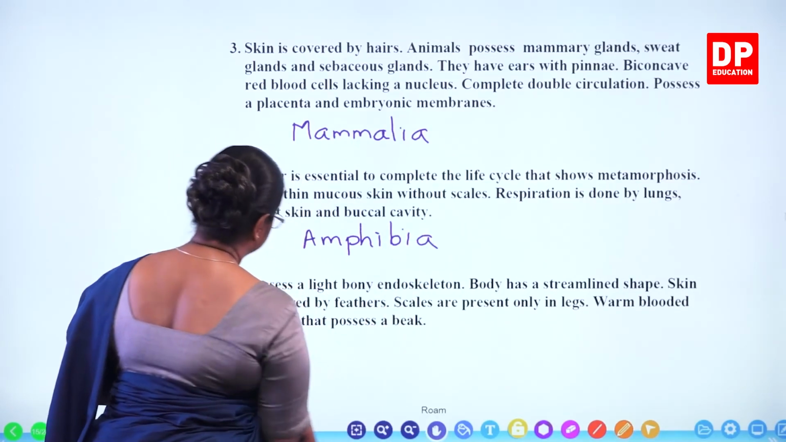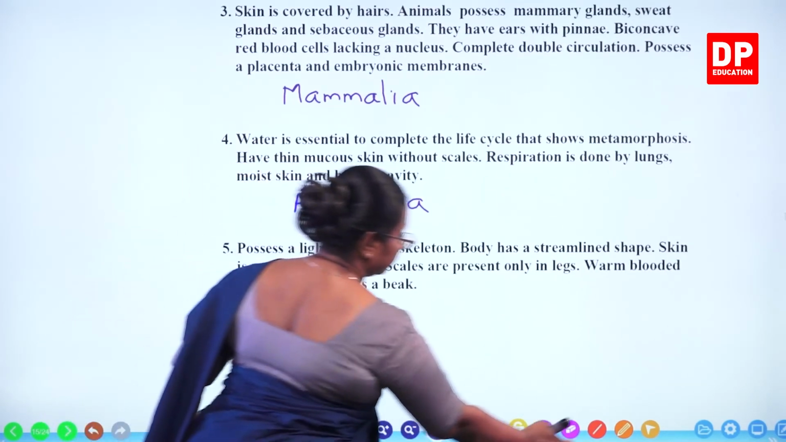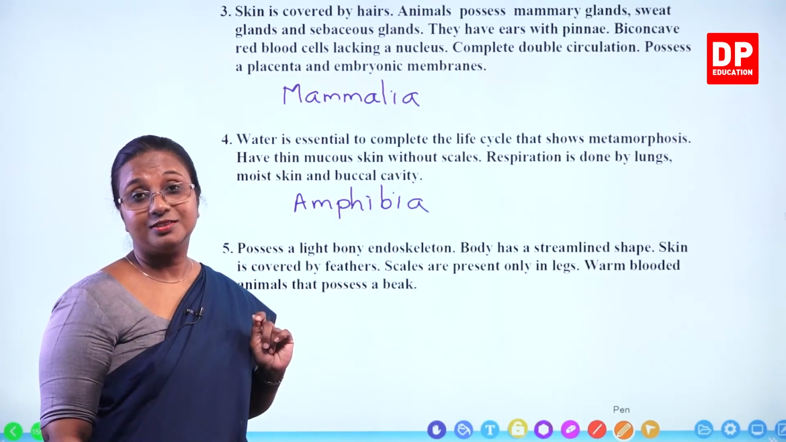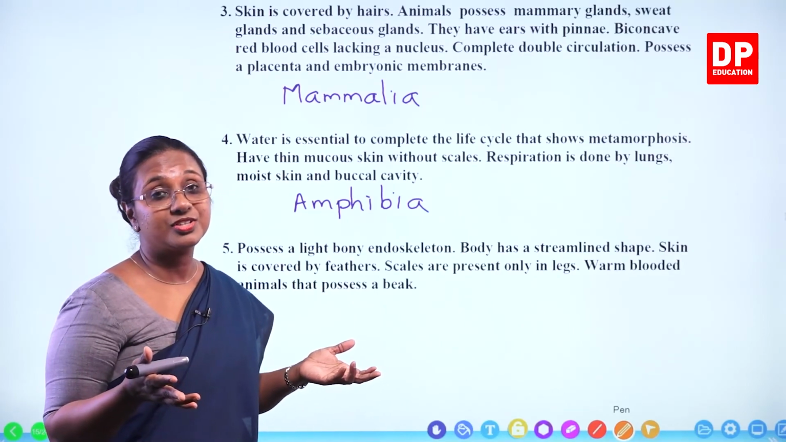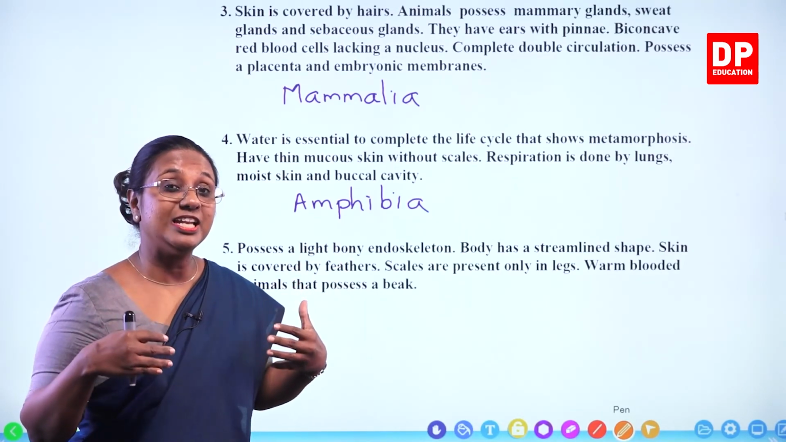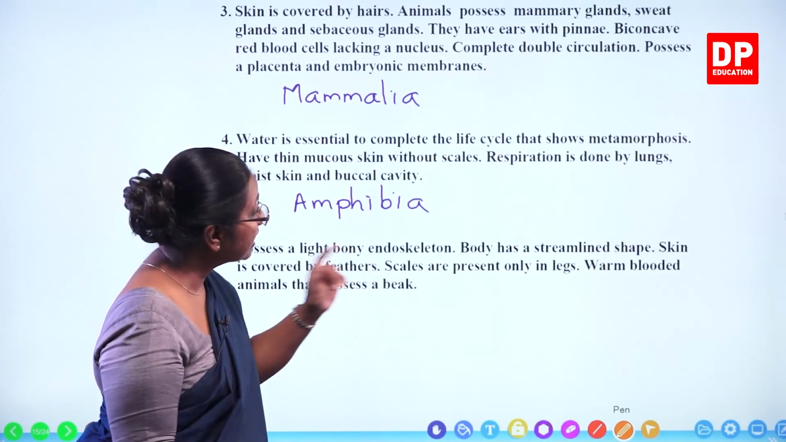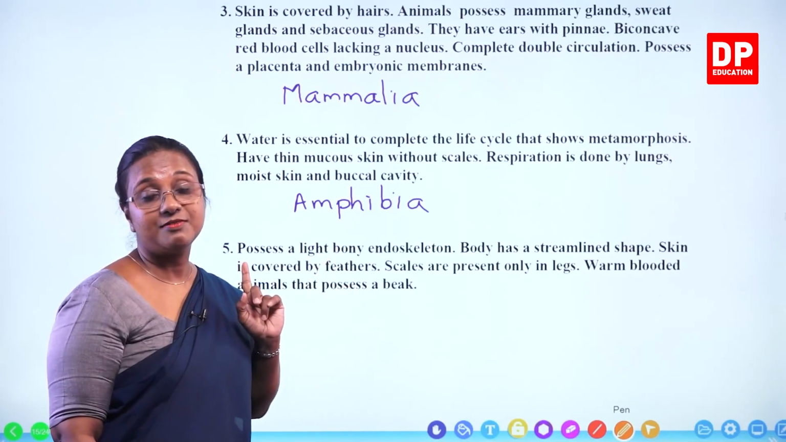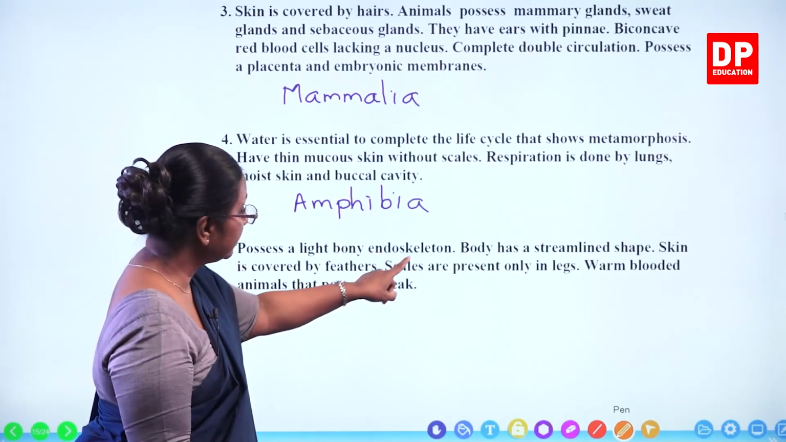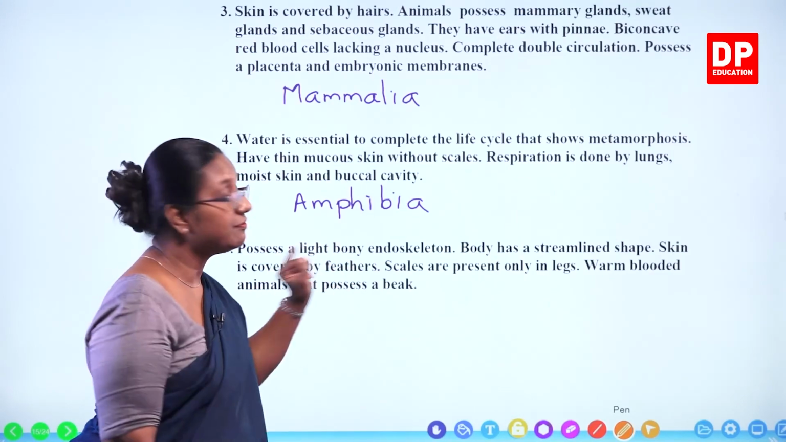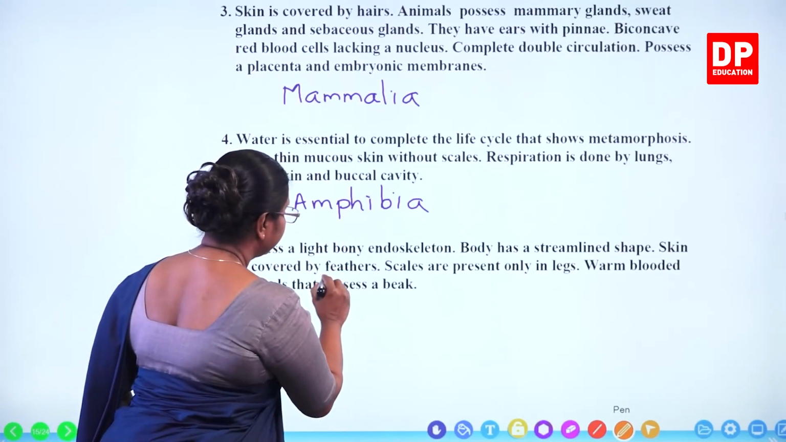And the last one. Possess a light bony endoskeleton. So, when you say light bony endoskeleton, you know that's for birds because they need to fly. The body weight has to be less. Body has a streamlined body shape. So, I told you all fishes and birds have streamlined body shape, but here you can understand it's for birds. Skin is covered by feathers. So, that is a characteristic feature.